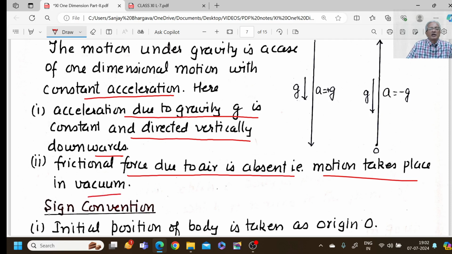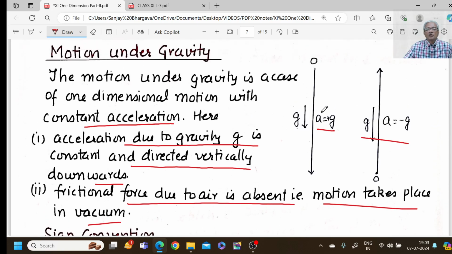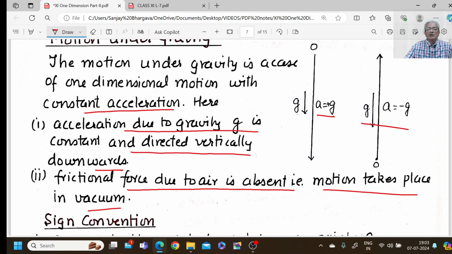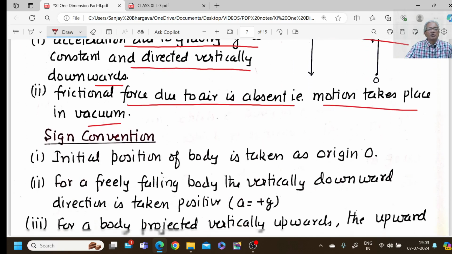So g is acting vertically downward, a is equal to plus g in the downward direction. If I take origin at the top, then the downward direction would be taken positive. If I am at this point, then a would be equal to minus g. So all the signs are to be decided, where do we pick the origin from?